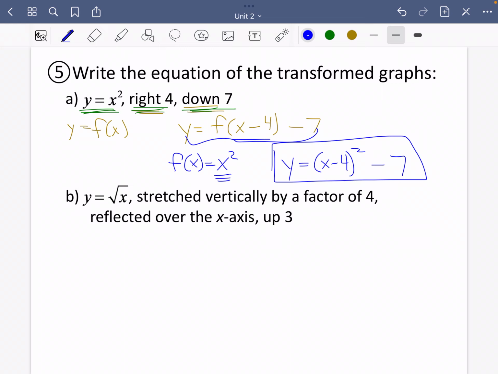Okay, so let's look at a second example. Here we have y equals the square root of x. Let's instead think of that as y equals f of x. We want to stretch this vertically by a factor of 4. So how do we stretch vertically by a factor of 4? For stretches, we're going to multiply the function by some value. So to stretch it vertically, we are going to have 4 times f of x. So that is a vertical stretch.